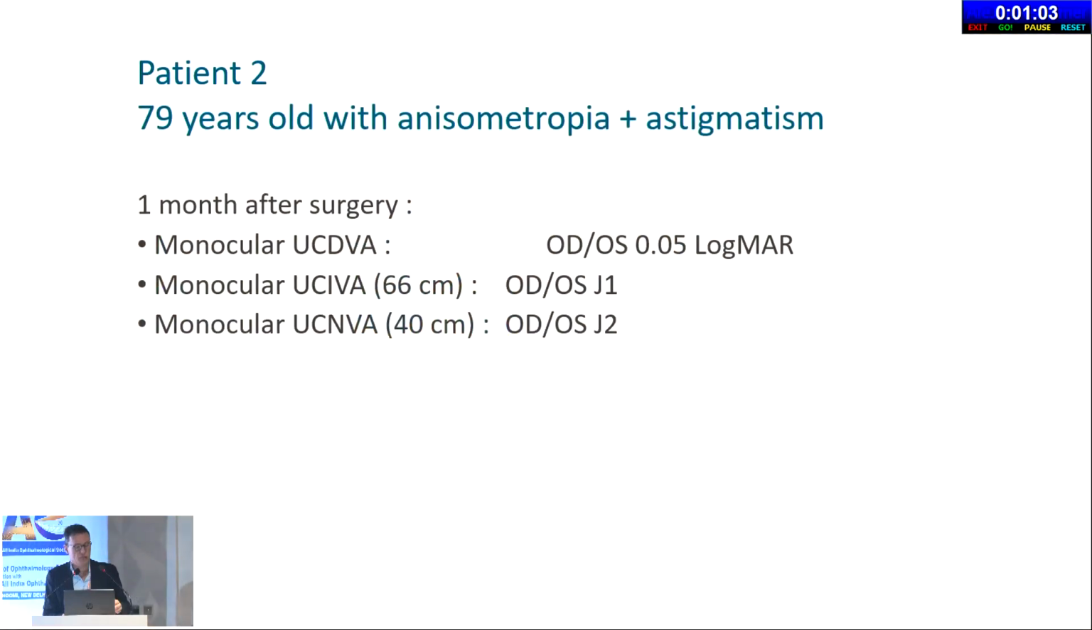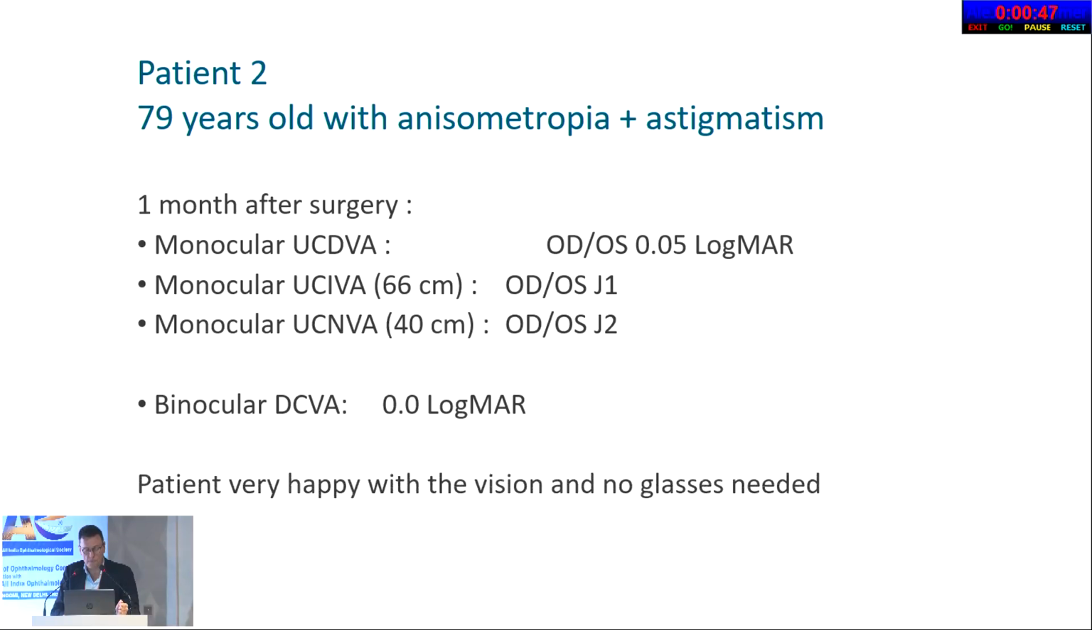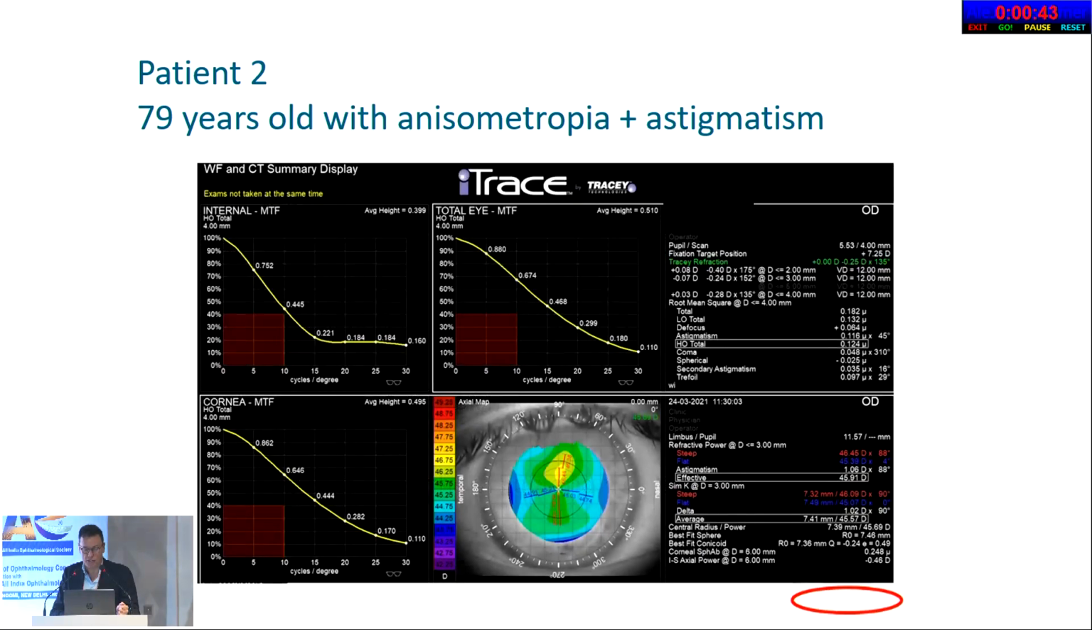What are the results 1 month after surgery? Monocular 0.05 logMAR, intermediate J1, and also for near J2. The binocular distance corrected visual acuity was slightly better than the monocular, 0.0 logMAR, and the patient was very happy with his vision and no glasses needed. Again, we checked for higher order aberrations.